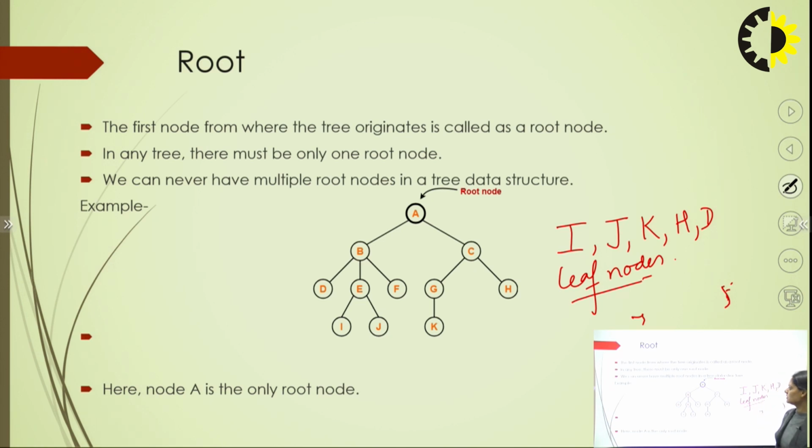Similarly, we can see this B, C, G, E, these are the internal nodes. So, we can say terminal, non-terminal. So, D, I, G, J, K, F, H are terminal nodes, and B, C, E, G, A, these are the non-terminal nodes.